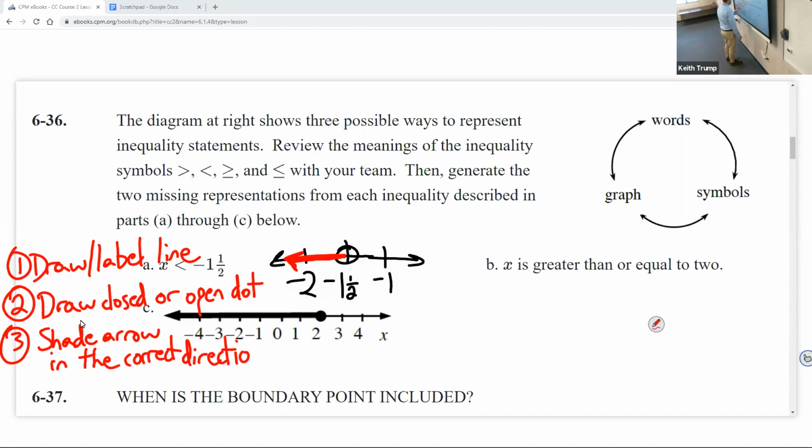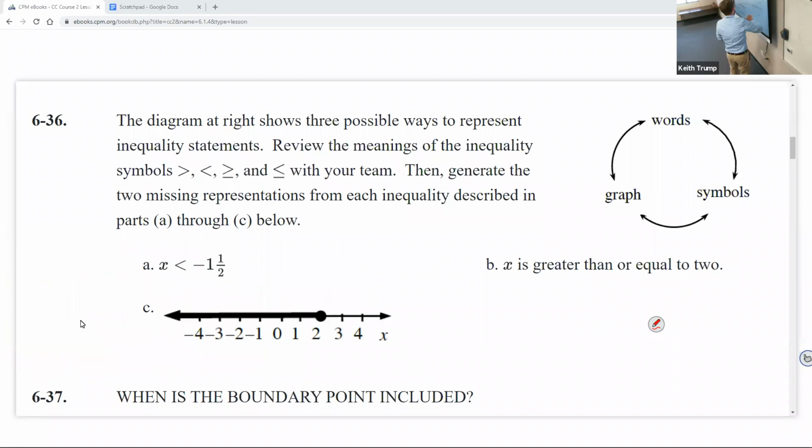Now, let's go ahead and do part C. That way we can work, and we'll do B as well. That way we can work backwards and get some more practice with this. So let's go ahead and take a look at B. X is greater than or equal to 2. So that already has the words. So now let's go ahead and do the symbols. X is greater than or equal to 2.